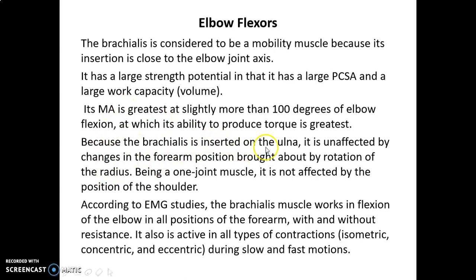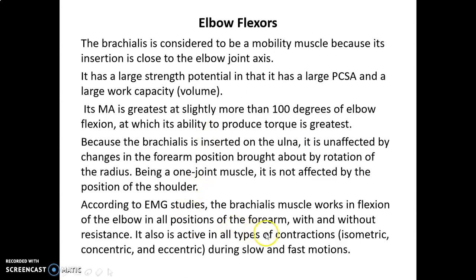Because the brachialis is inserted on the ulna, it is unaffected by changes in the forearm position brought about by rotation of the radius. In supination and pronation, another type of motion, which happens in the superior and inferior radioulnar joints, supination is the anatomical position, where normally we are. During pronation, the radius is the bone rotating over the ulna. What I'm trying to tell you is that the brachialis, as it is inserted into the ulna, does not have a problem whether the position is supination or pronation.